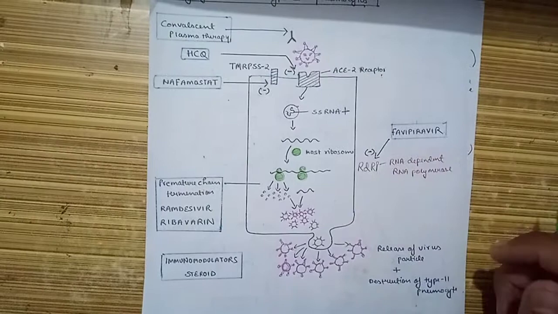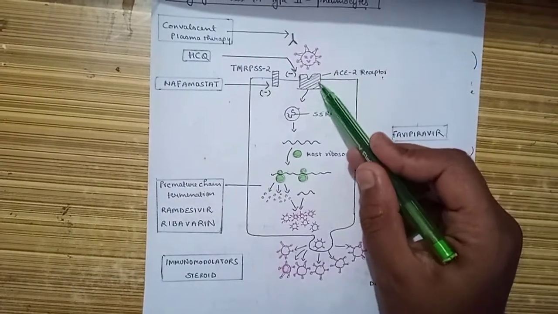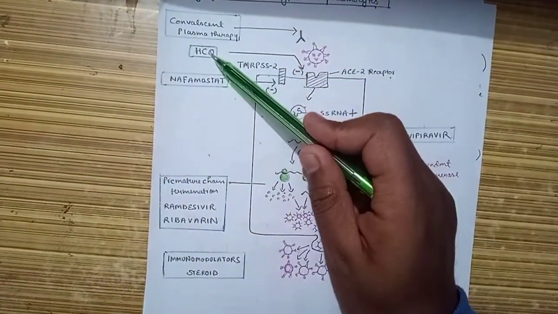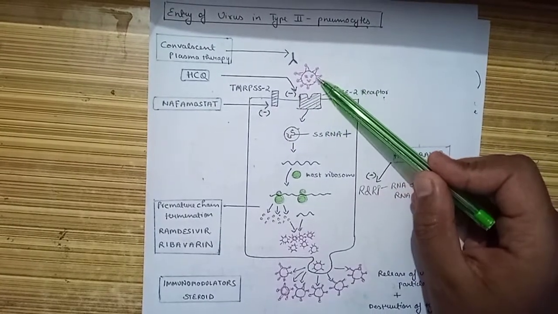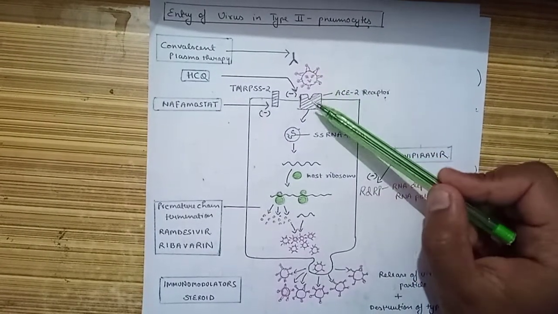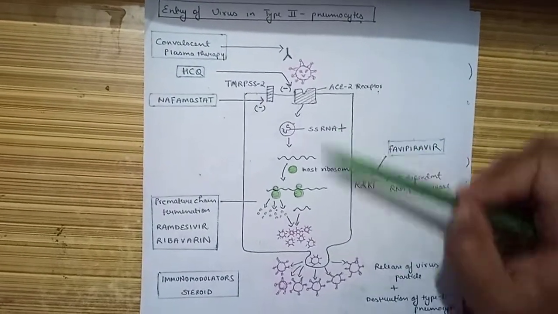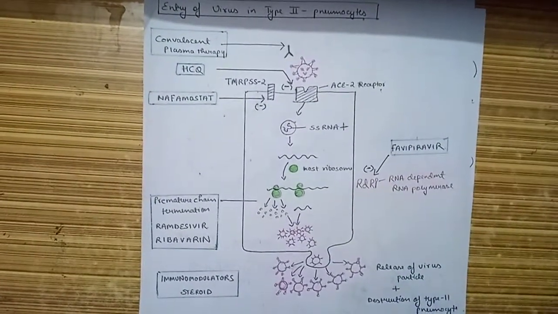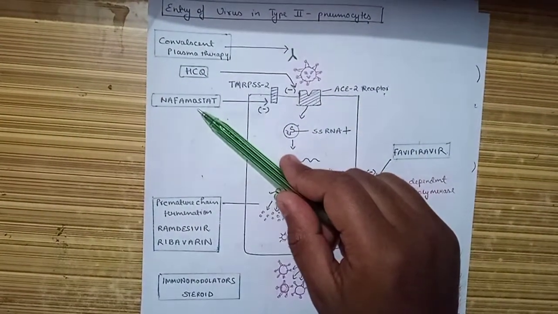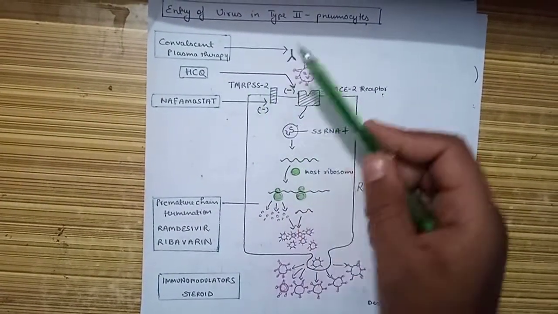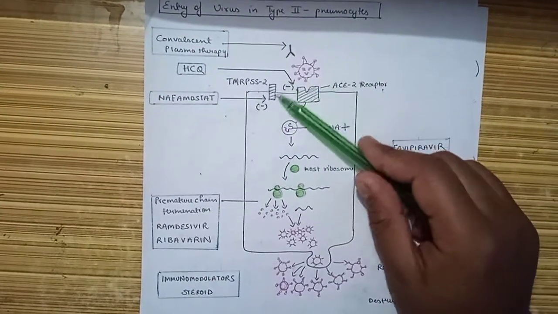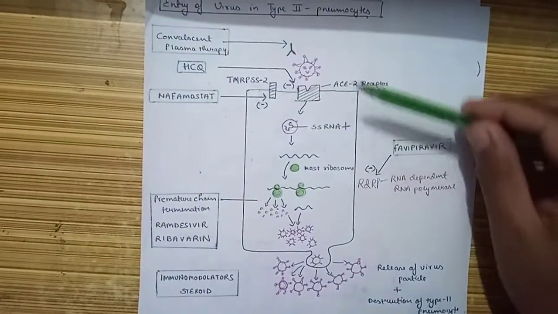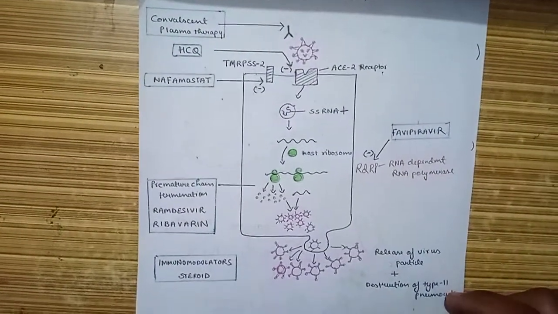The first drug that we are going to study inhibits our ACE2 receptor, and this is hydroxychloroquine. Hydroxychloroquine inhibits the ACE2 receptor and hence prevents the fusion of the virus to the type 2 pneumocytes, preventing further progression. Another drug is nafamostat, which inhibits the transmembrane regulatory protein, and this inhibition prevents the fusion of the virus to the type 2 pneumocytes and prevents further progression of disease.